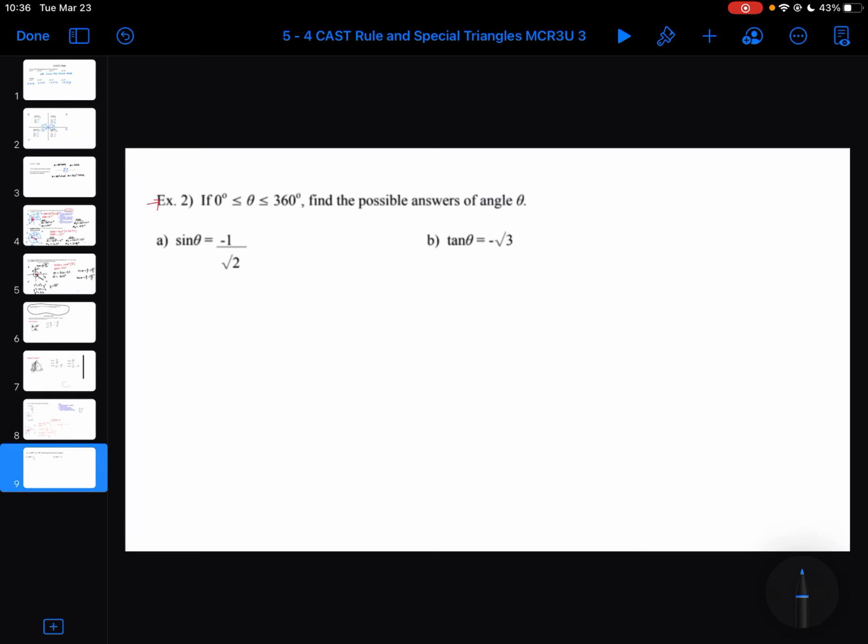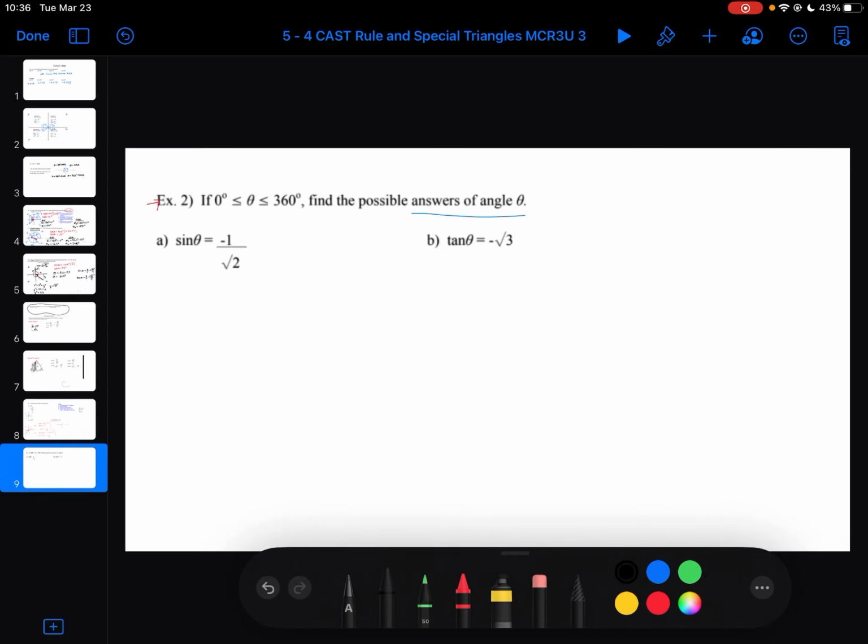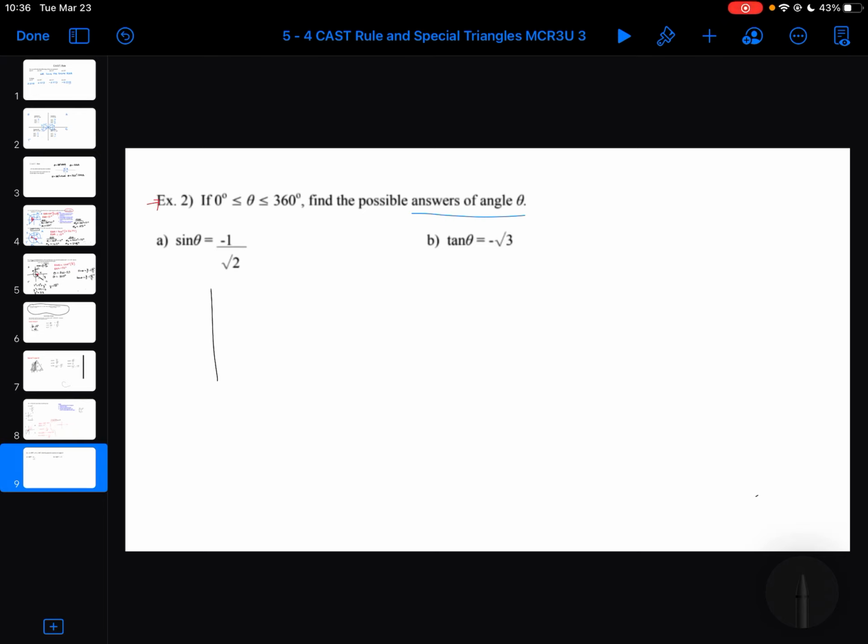The last two examples here, we're looking for the possible answers of angle theta. So we're going to go through almost the same procedure that we did above. First thing that we're going to do is draw our quadrant, label using the CAST rule, and then I'm going to figure out the possible quadrants that my angle can be in. So my sine ratio is negative, so I could be in the third quadrant or I could be in the fourth quadrant. So the next thing that I need to do is I'm going to find my related acute angle, which means I'm going to do the inverse sine of the positive value that I have here.